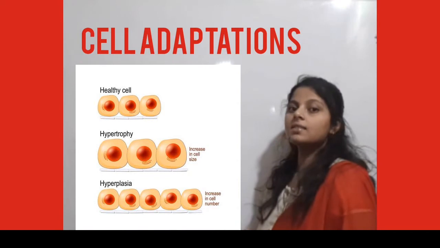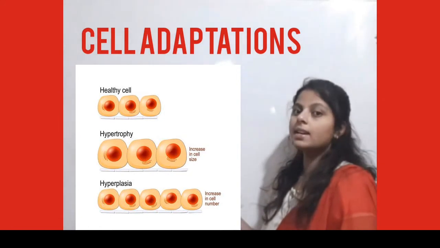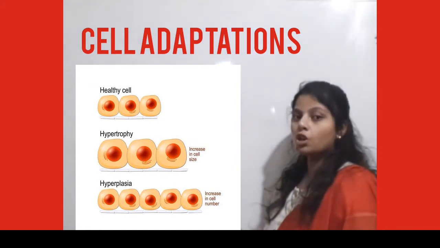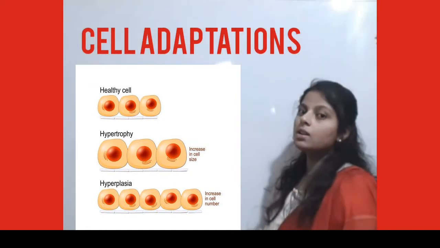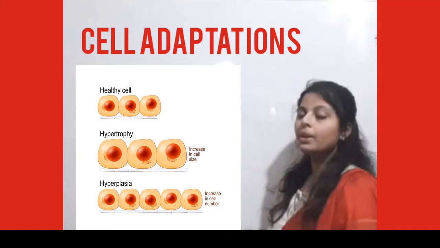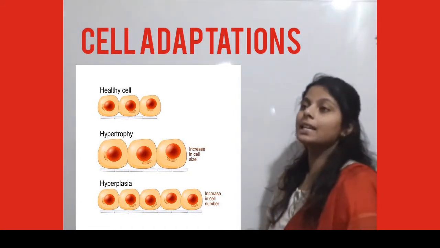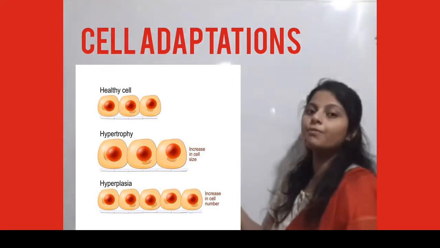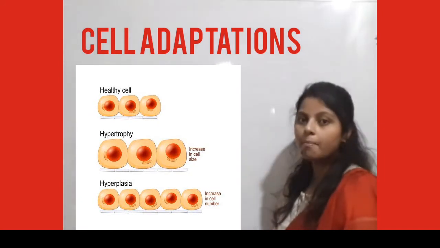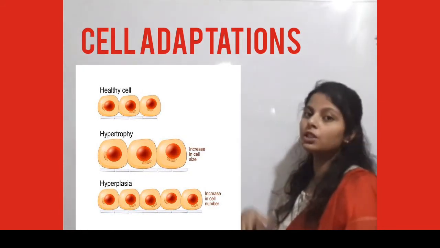Hyperplasia is nothing but increase in the number of cells. Due to rapid cell division, that is mitosis, there is increase in the number of cells. There are three types: physiological hyperplasia, pathological hyperplasia, and compensatory hyperplasia. Physiological hyperplasia can be seen, for example, in the proliferative phase of the menstrual cycle, in which the endometrium cells increase in number in the uterus wall. So this is physiological hyperplasia.